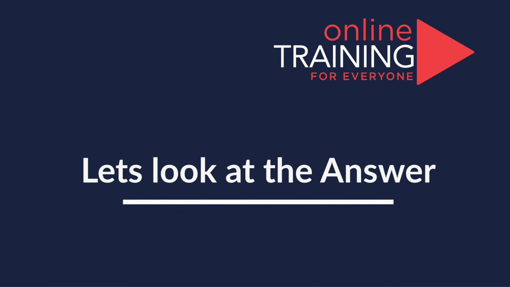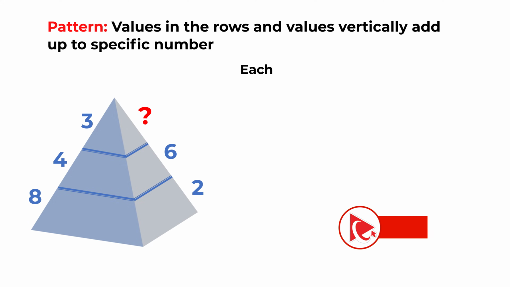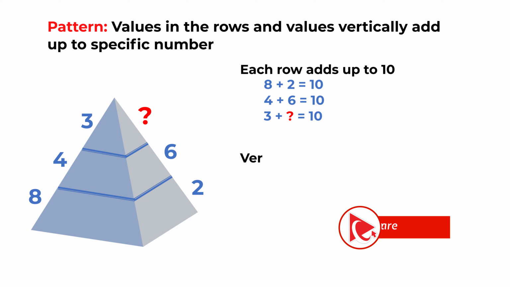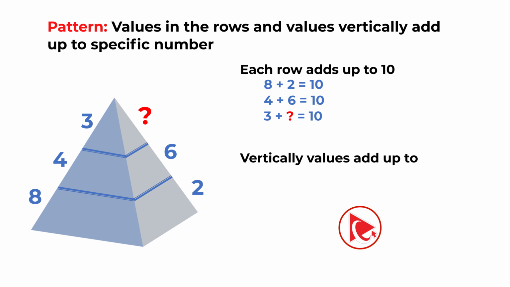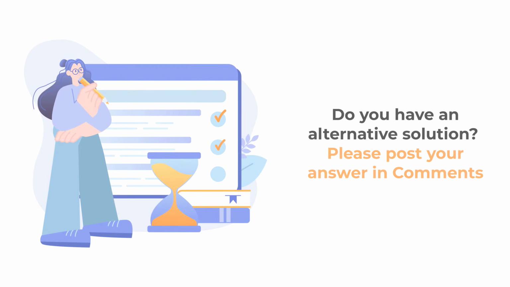As you might have figured out, the key to solve these types of challenges is to always look for patterns. And if you look closely, each row adds up to 10. And vertically, values also add up to 15. So the correct answer here is choice C, 7. Hopefully you've nailed this question and now know how to answer similar problems on the test.